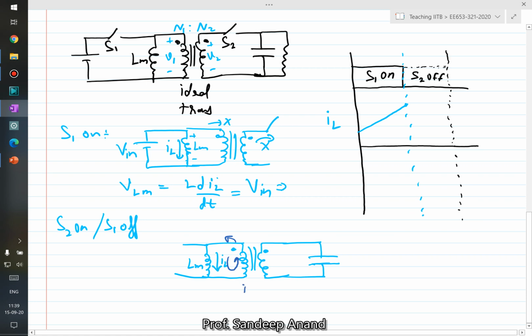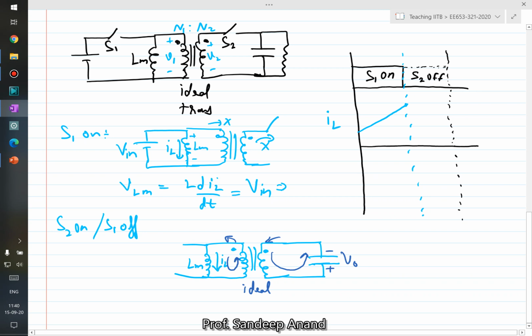Now because this is an ideal transformer, if you remember, we have discussed this: if current is leaving one dot, it must enter the other dot. And therefore current has to enter from this dot, and in the secondary side current flows like this, and therefore it charges the capacitor with this polarity, and your output polarity is as per this. So this is the output polarity.